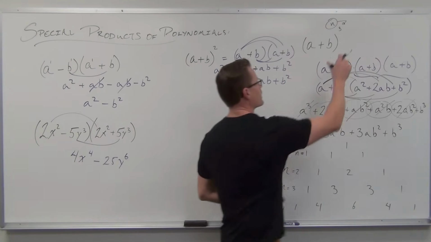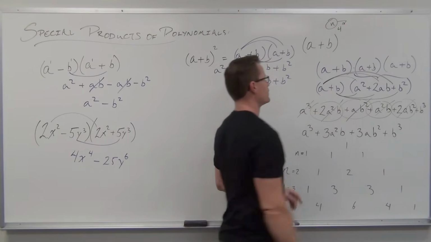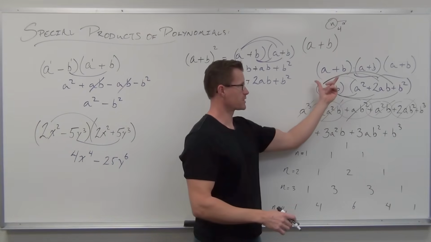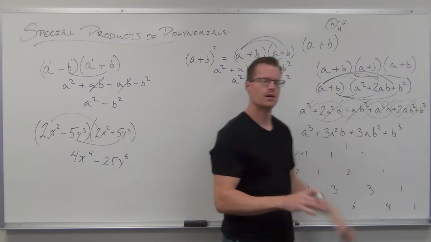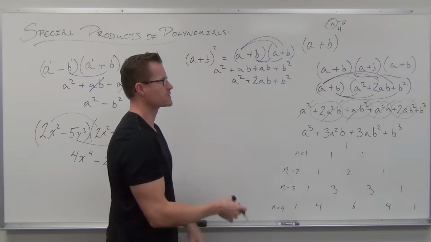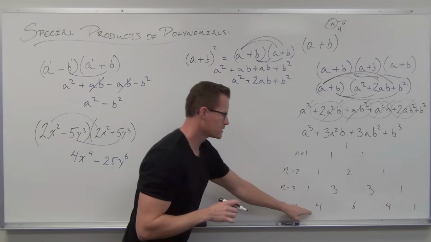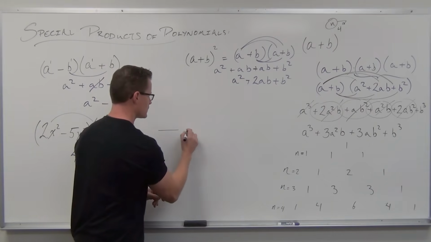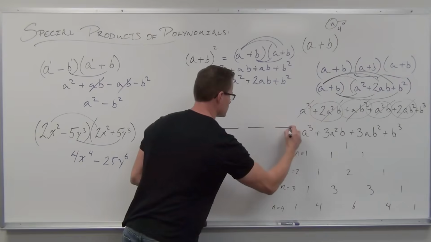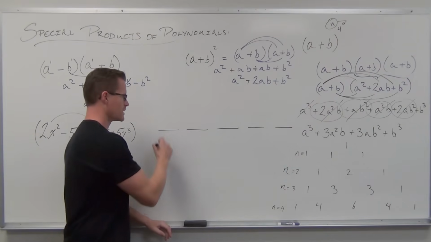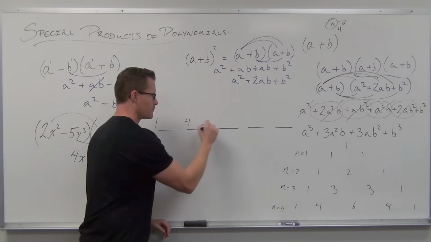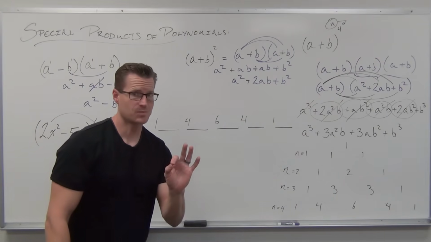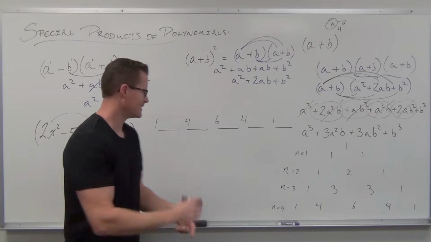So wait a minute. If you wanted a plus b to the 4th, you want to do that 4 times? Instead of going a plus b, a plus b, a plus b, a plus b, and distributing like 3 times, you're saying that you should have 1, 2, 3, 4, 5 terms. Yes, you should have 5 terms. Your coefficients should be 1, 4, 6, 4, and 1. Your exponents should be descending.